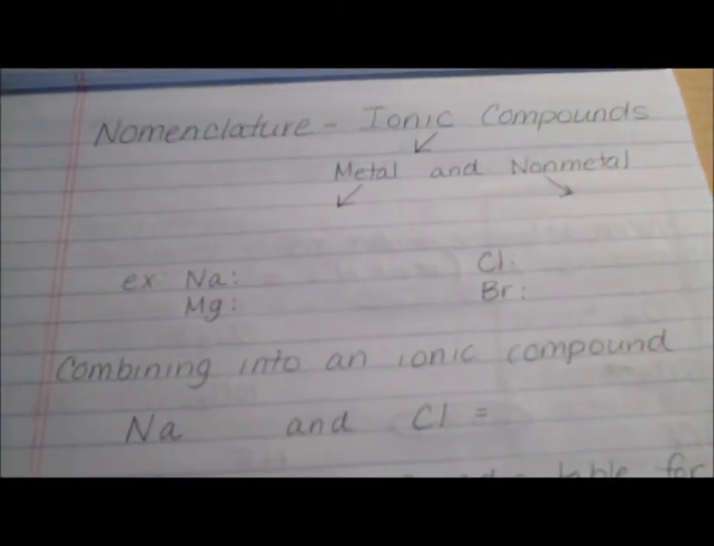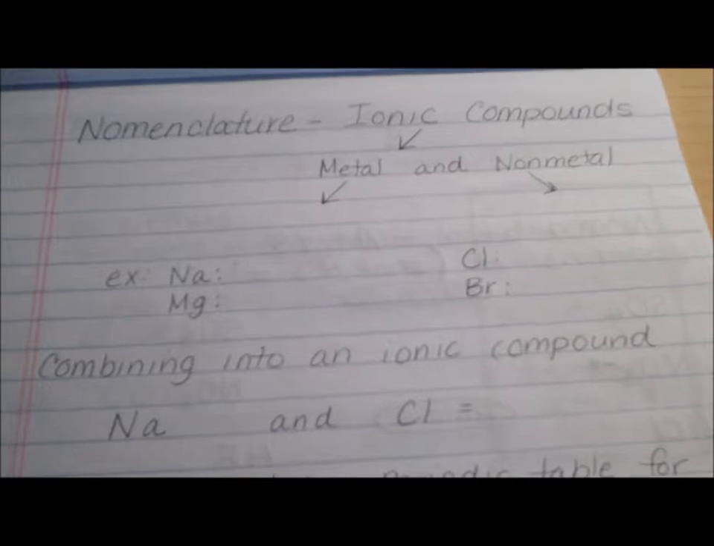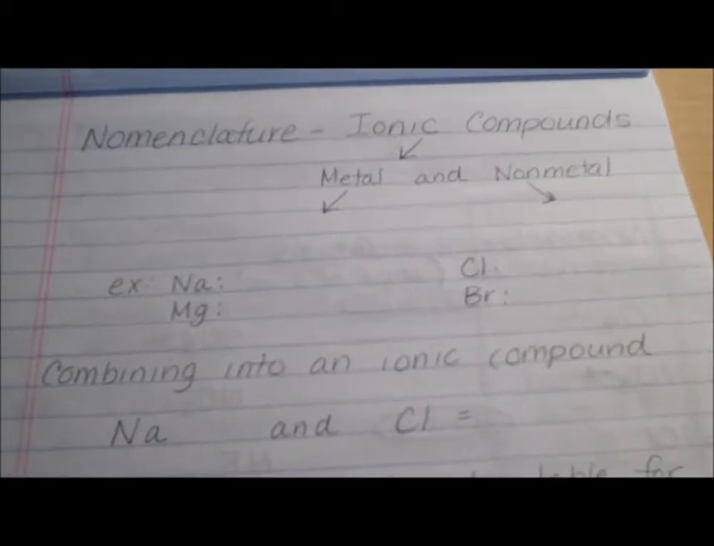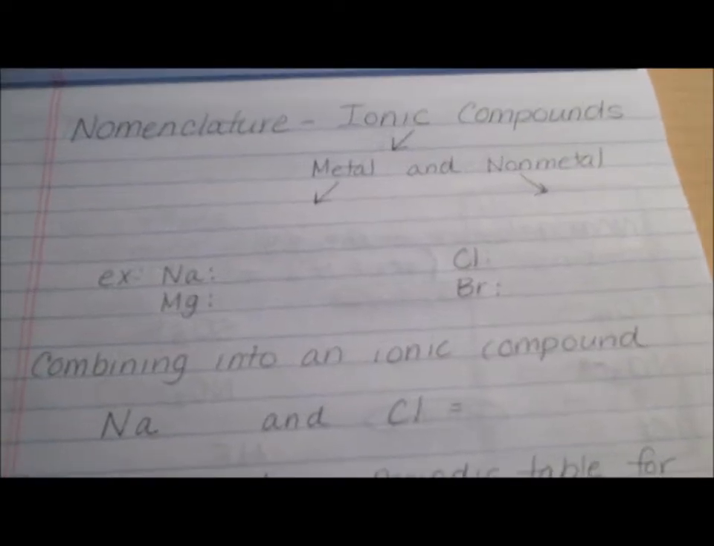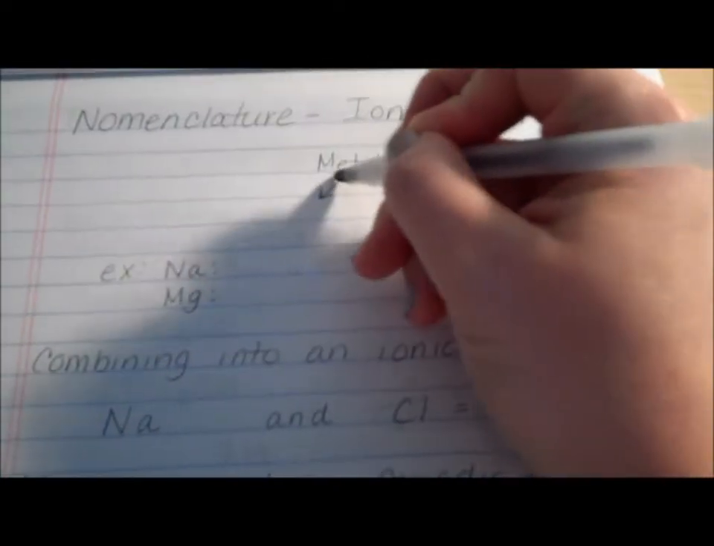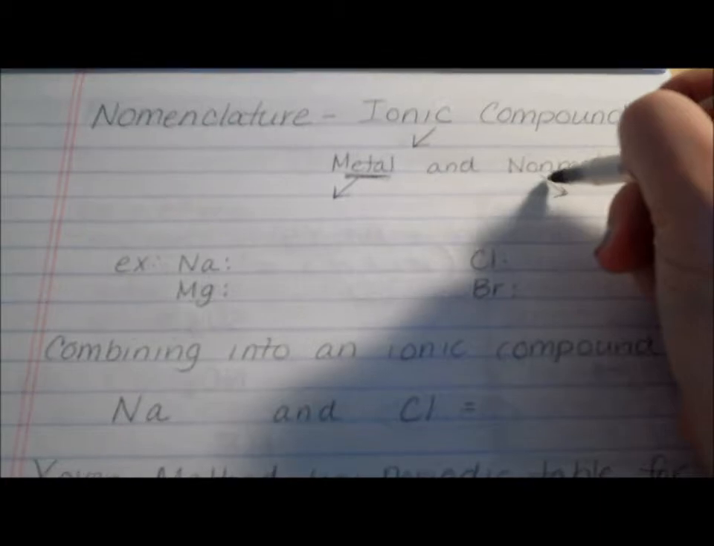This tutorial is going to be on nomenclature of ionic compounds. Nomenclature is just a fancy word for the naming systems. Now, when you have an ionic compound, you're going to have a metal and a nonmetal.